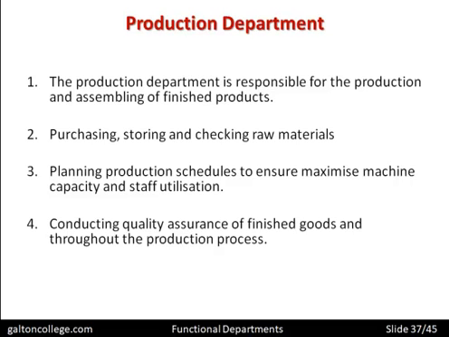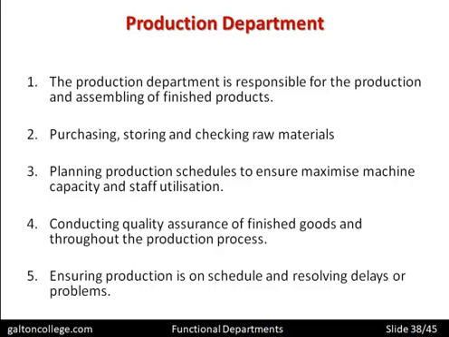So they do conduct quality assurance of finished goods throughout the production process. They do check to make sure that the items are produced properly. But they have responsibility for maintaining the machinery, maintaining the plant, for training, making sure that the operators are adequately trained. They try to ensure efficiency and the adoption of new technology where appropriate. So they try to ensure that production's on schedule and resolving delays or problems. They try to fix any delays. They try to remove the problems, trying to ensure that production is smooth from start to finish and is continuous. It's using the facilities in an optimal way.